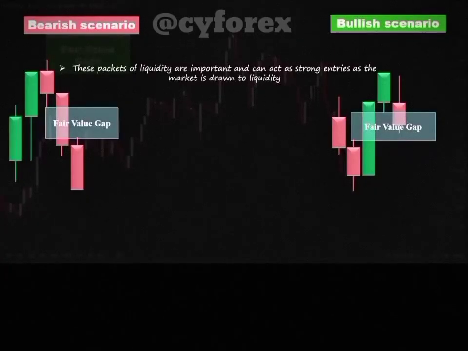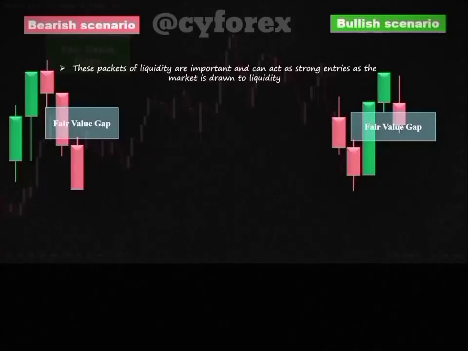These packets of liquidity are important and can act as strong entries in the market. For example, here price has the tendency to move downward, and it wants to sweep the potential liquidity zones above it. Thus, these areas are great areas where the price may rise and, after testing, continue bearish with even more strength.